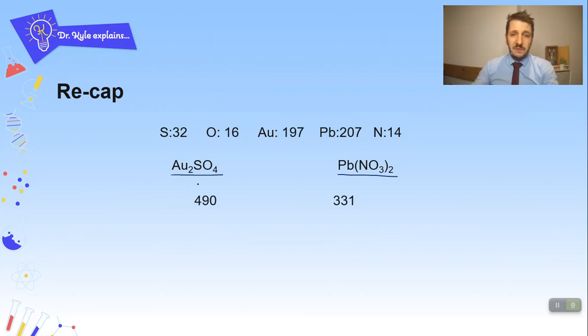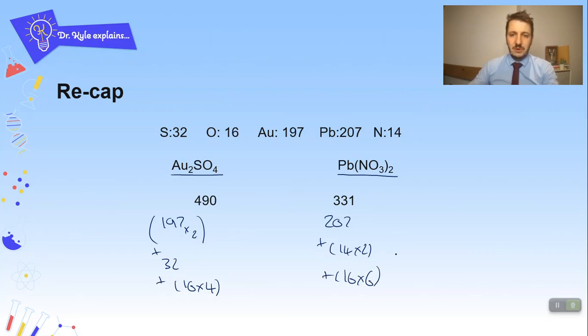So hopefully we got 490 and 331. Now, just as a really quick recap, so we've got 2 golds here, so we've got 197 times 2. Put some brackets around there, plus your sulfur, which is 32, plus 16 times 4. And when you add all of that up together, it should come out at 490. And this one, lead, is 207, plus 14 times 2 for your nitrogen, plus 16 times 6 for your oxygen. And when you add all of that up, that should be coming out as 331. Really well done if you got those right.